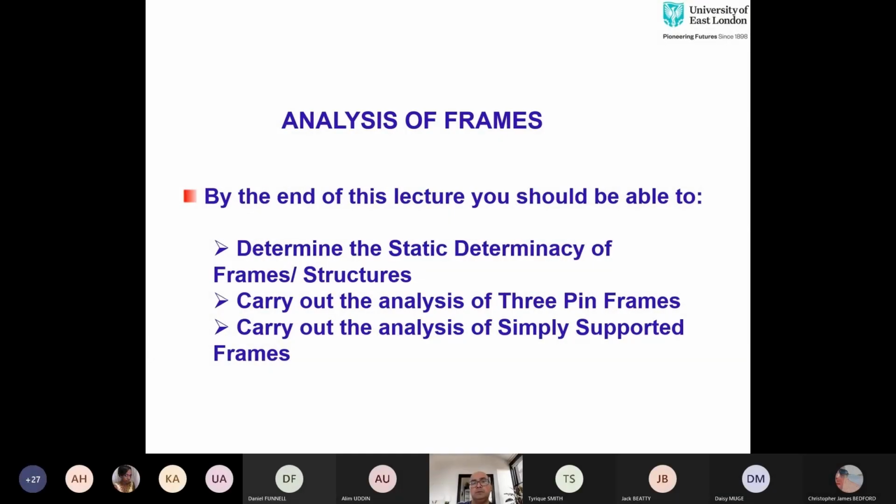The learning outcomes of this lecture are that you will be able to determine static determinacy of frames and carry out the analysis of 3-pin frames and simply supported frames.